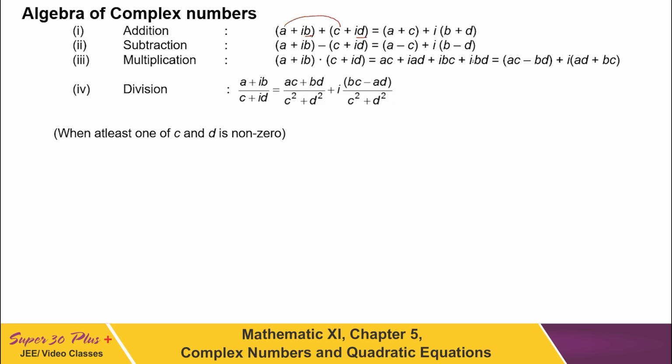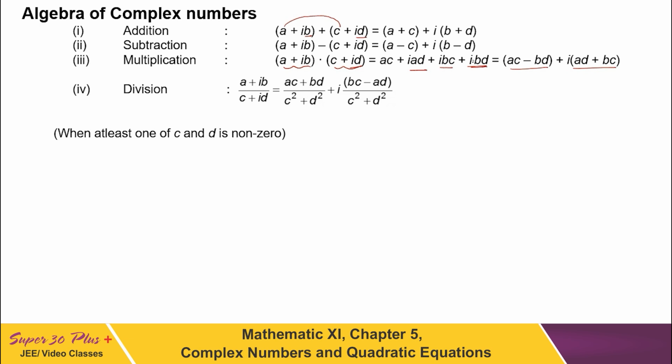Multiplication of two complex numbers is simple multiplication of two brackets. Means a multiplied by c is ac, a multiplied with iota d is iota ad, and iota b multiplied by c is iota bc, and iota b multiplied by iota d is iota square bd, and simplify the value of iota square, which is minus 1. We can write ac minus bd plus iota times (ad plus bc).